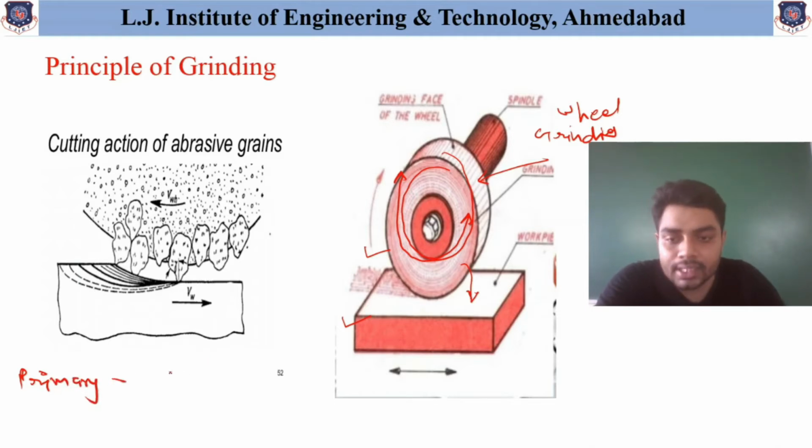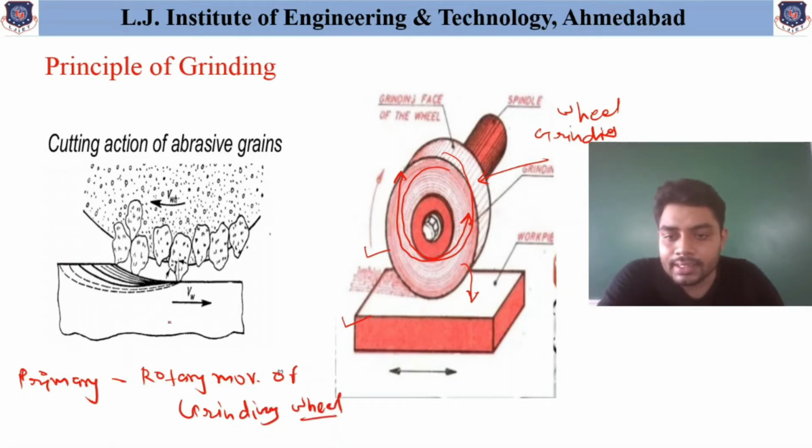So first, for basic understanding, the primary motion for the case of grinding machine is the rotary movement of the grinding wheel, and the second, the auxiliary movement, is the translatory movement of this workpiece. So this is our auxiliary movement.